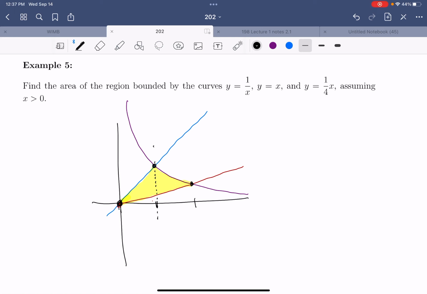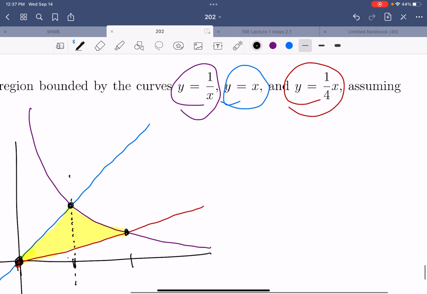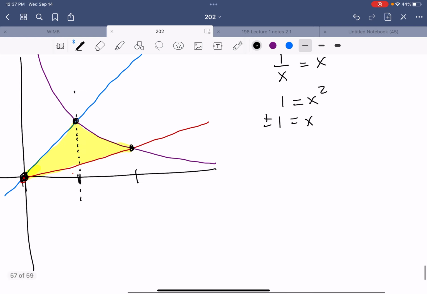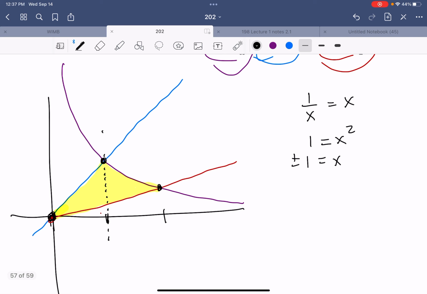So in order to find the first point there, it's where the purple and the blue line connect. So purple was the 1 over x, blue was y equals x, and red was y equals 1/4 x. So in order to find the first black dot, I need blue and purple to be equal. So I need when 1 over x is equal to x. Multiply both sides by x, and that gives me 1 equals x squared. Take the square root. That happens at x equals positive and negative 1. Of course, I'm with x greater than 0, so this means that this is at 1.